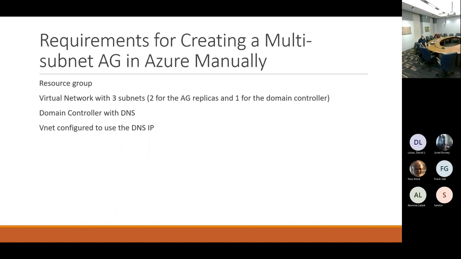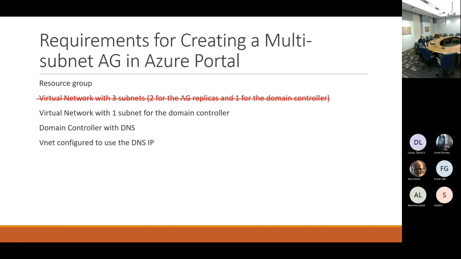So this is the first slide of requirements. With the Azure Portal, you need a resource group, a virtual network, but you only need a single subnet. The additional subnets will be created as part of the setup process. You still need that domain controller. And I've actually got a PowerShell script that will build the domain controller out. It will provision a VM. It will install the tools you need for Active Directory, and then it will promote that VM to a domain controller, and then it'll set the VNet that you specify to use the DNS IP.